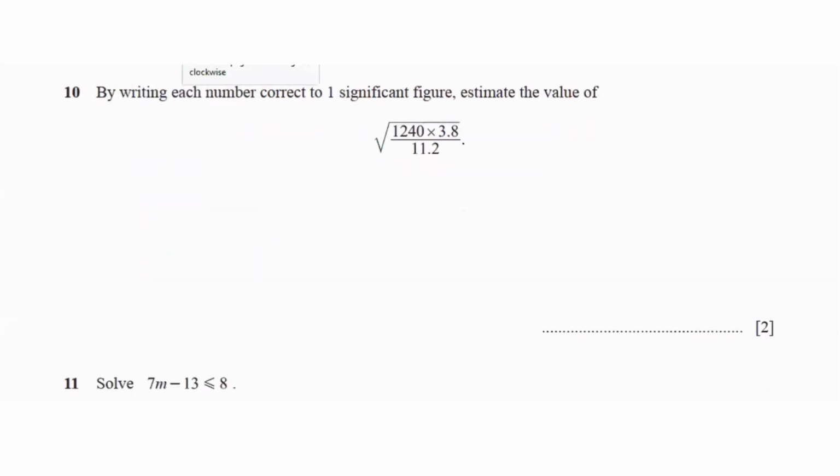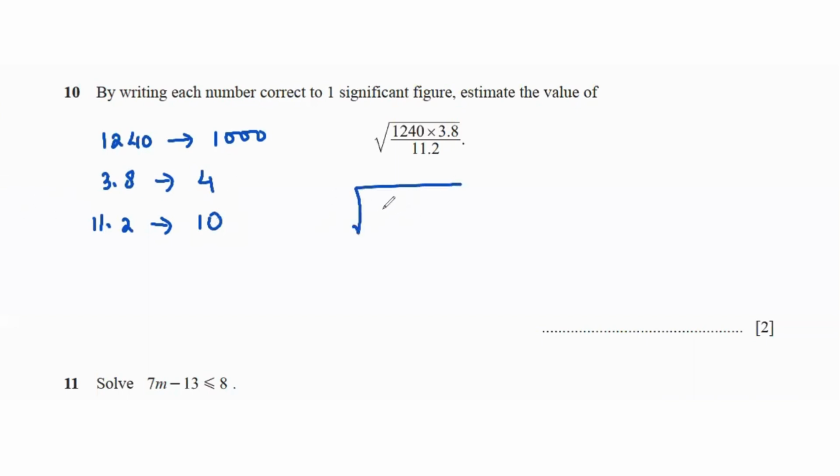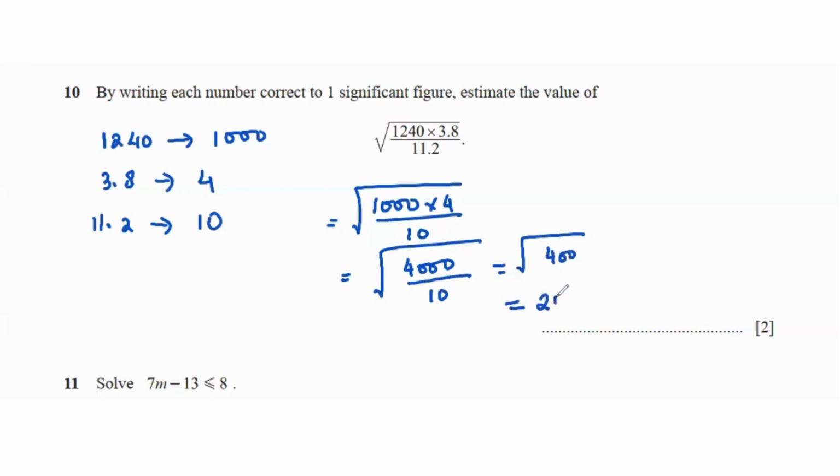By writing each number correct to one significant figure, estimate the value of this. 1240 is going to be 1000. 3.8 is going to be 4. And 11.2 is going to be 10. So that's going to be 1000 times 4 over 10, which is 4000 over 10. That is 400, and that's going to be 20.